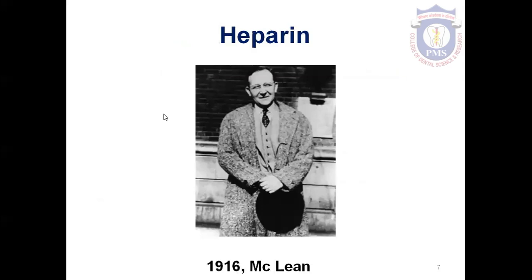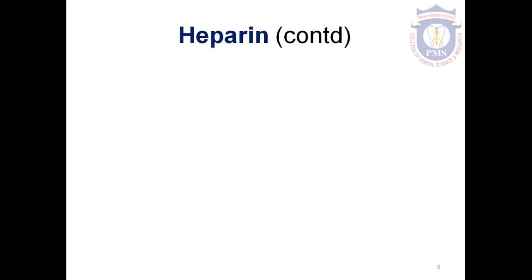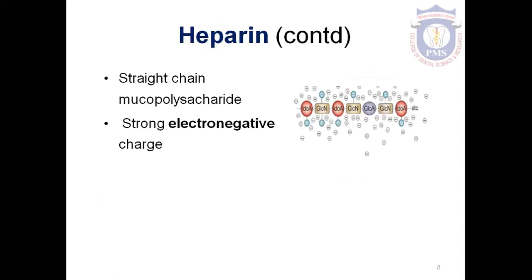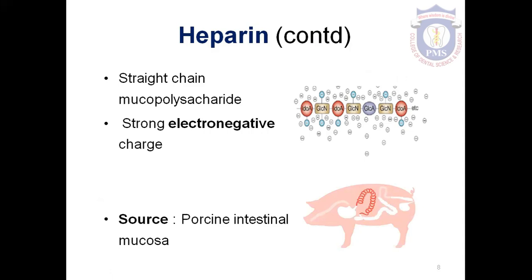Heparin was first discovered by McLean in 1916 from the blood of snails. He discovered the anticoagulant property of heparin. Heparin is a straight-chain mucopolysaccharide with a strong electronegative charge. It is a highly ionized molecule. The source of heparin is porcine intestinal mucosa.